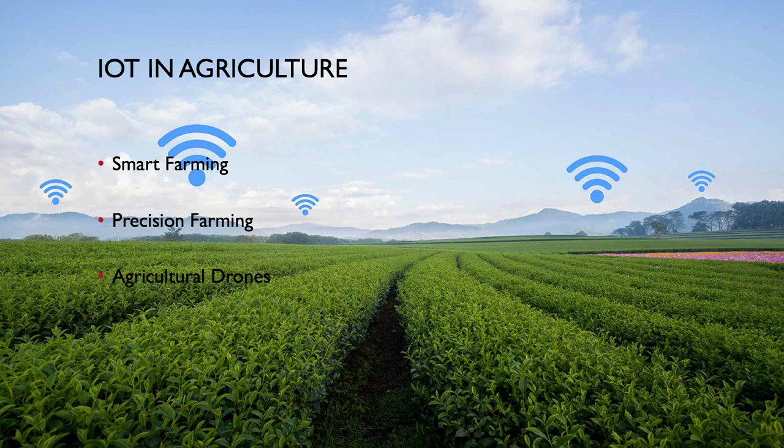Agricultural drones are also used to draw insights about the health and yield of the plants. Using drones allows farmers to see their crops from a new vantage point and decide what areas need more attention. Next, I will be discussing smart retail.